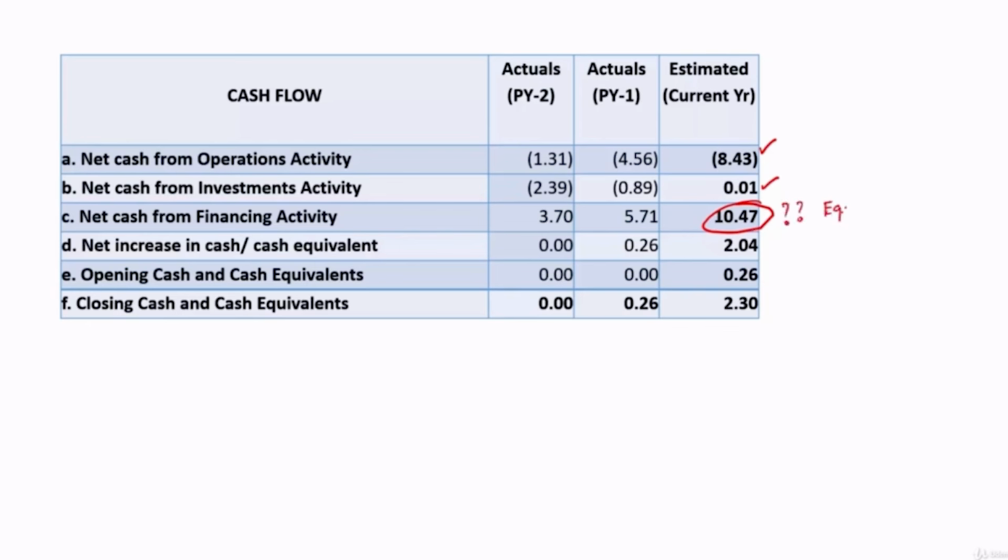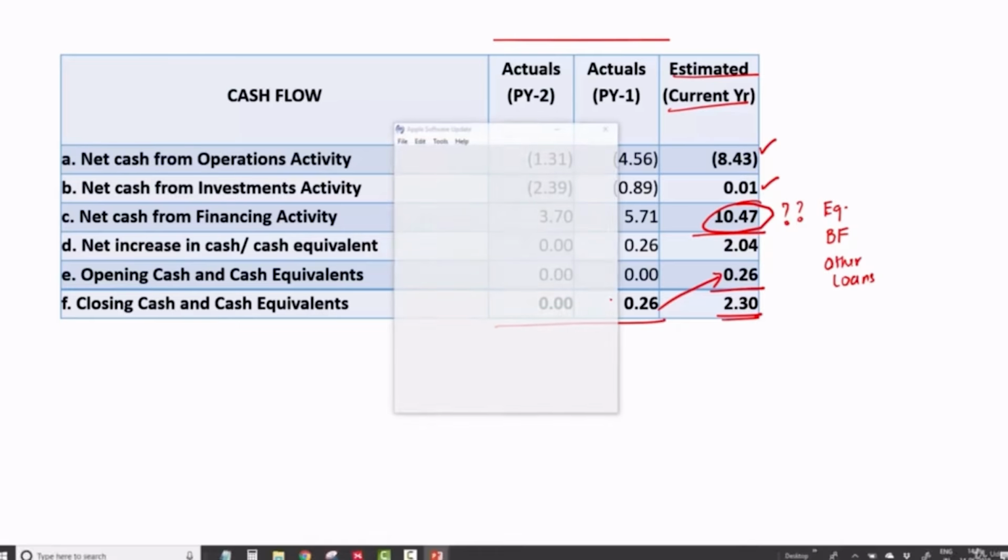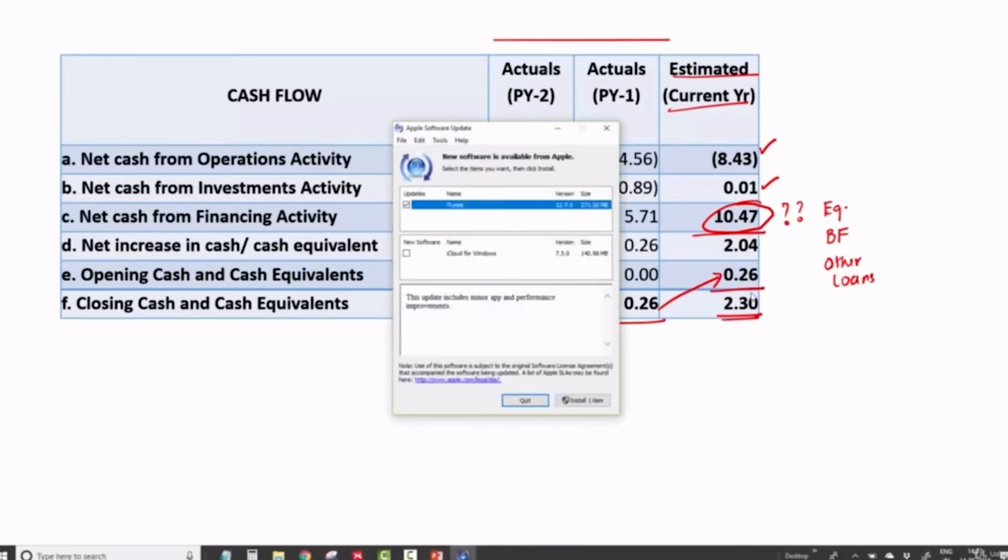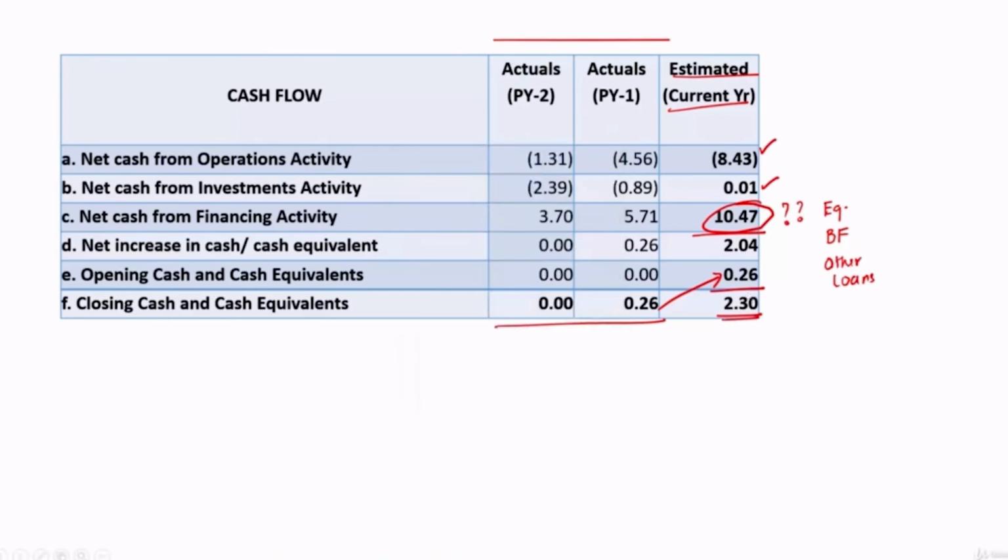How much is coming from equity? How much is coming from bank financing? How much is coming from other loans? All those have to be listed out here, and eventually if you total this, they will have 2.04 crore cash generated during the year. With that, if the opening balance is added, closing will be 2.3. Now this is only an estimate, it may or may not happen, but it should be as realistic as possible. But these two are actuals, and the reasons for the deviations or higher levels all have to be explained.